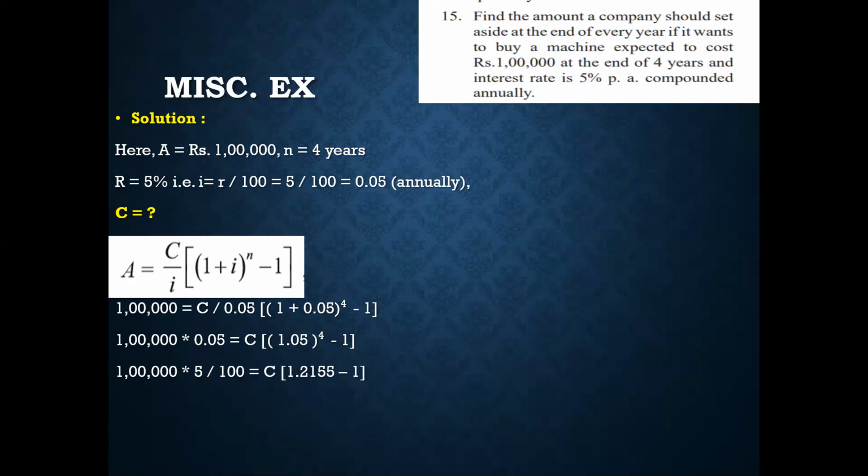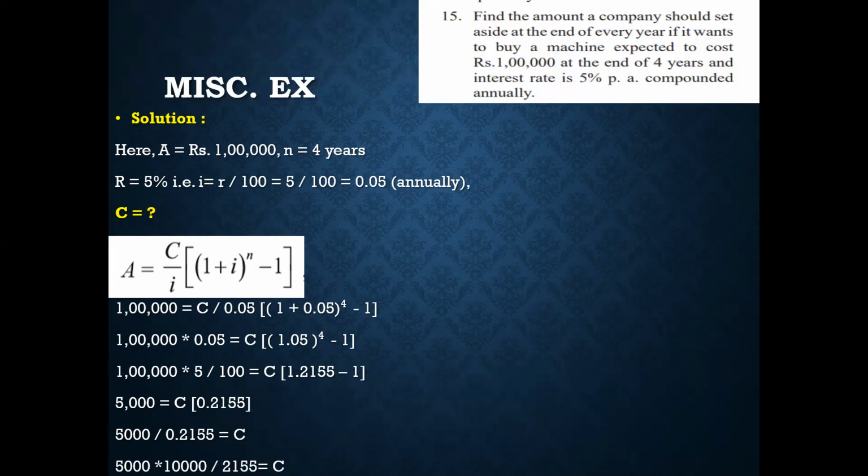1 lakh into 5 by 100 is equal to 1.2155 minus 1. Cancelling the zeros, you're left with 5,000 and 0.2155. Again, it is in the form of multiplication, so cross multiply. It will go down and get divided: 5,000 divided by 0.2155. On removing the decimal, you will get 5,000 into 10,000 divided by 2155. So the value sums up to 50 lakhs, or 5 crores, I guess. It is 5 crores divided by 2155.